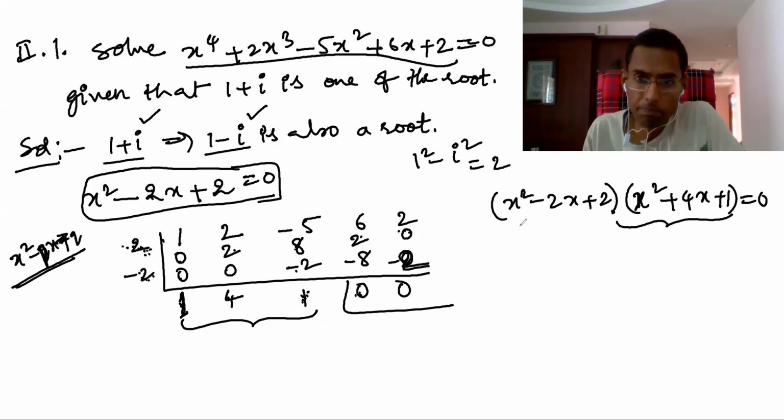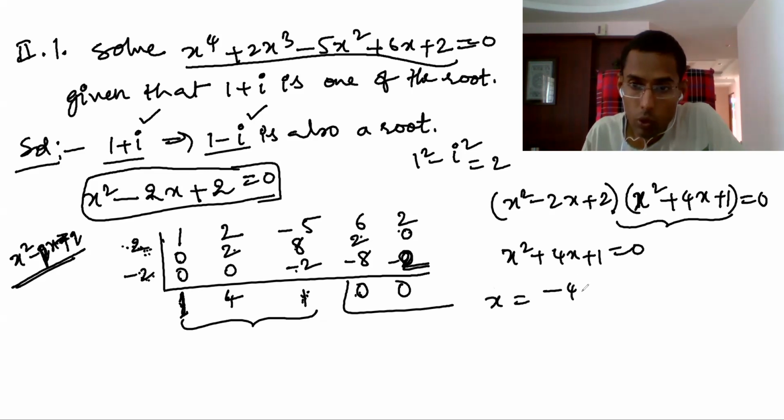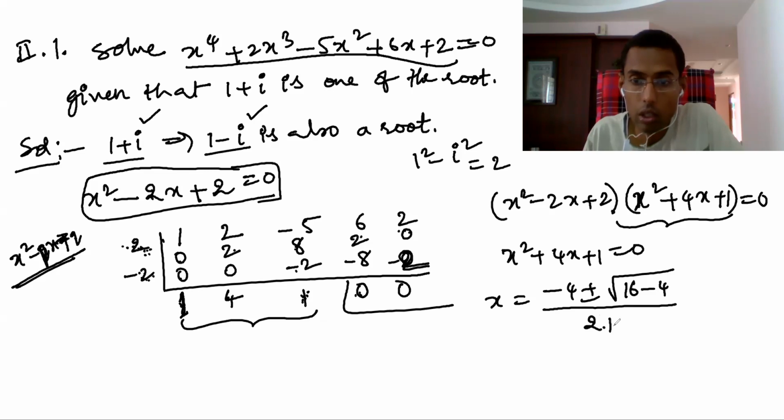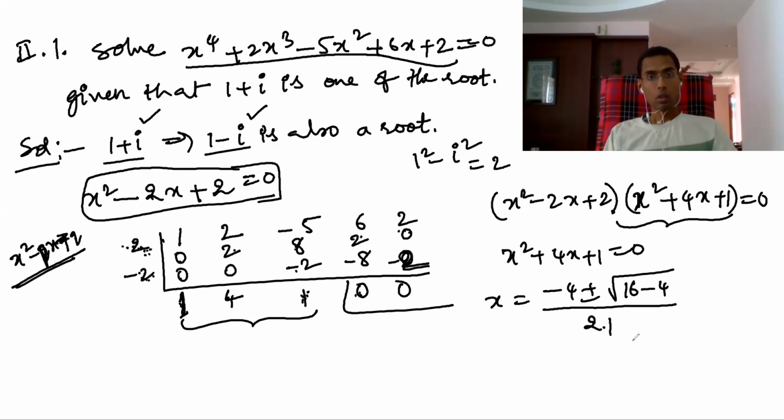So here the quotient we got is x square plus 4x plus 1. If you solve this, we are going to get the other two roots. What are the other two roots? Minus 4 plus or minus root of b square minus 4ac, that is 4 square, 16, minus 4ac, by 2a. So these are the other two roots. Hope you understand this one. Okay.